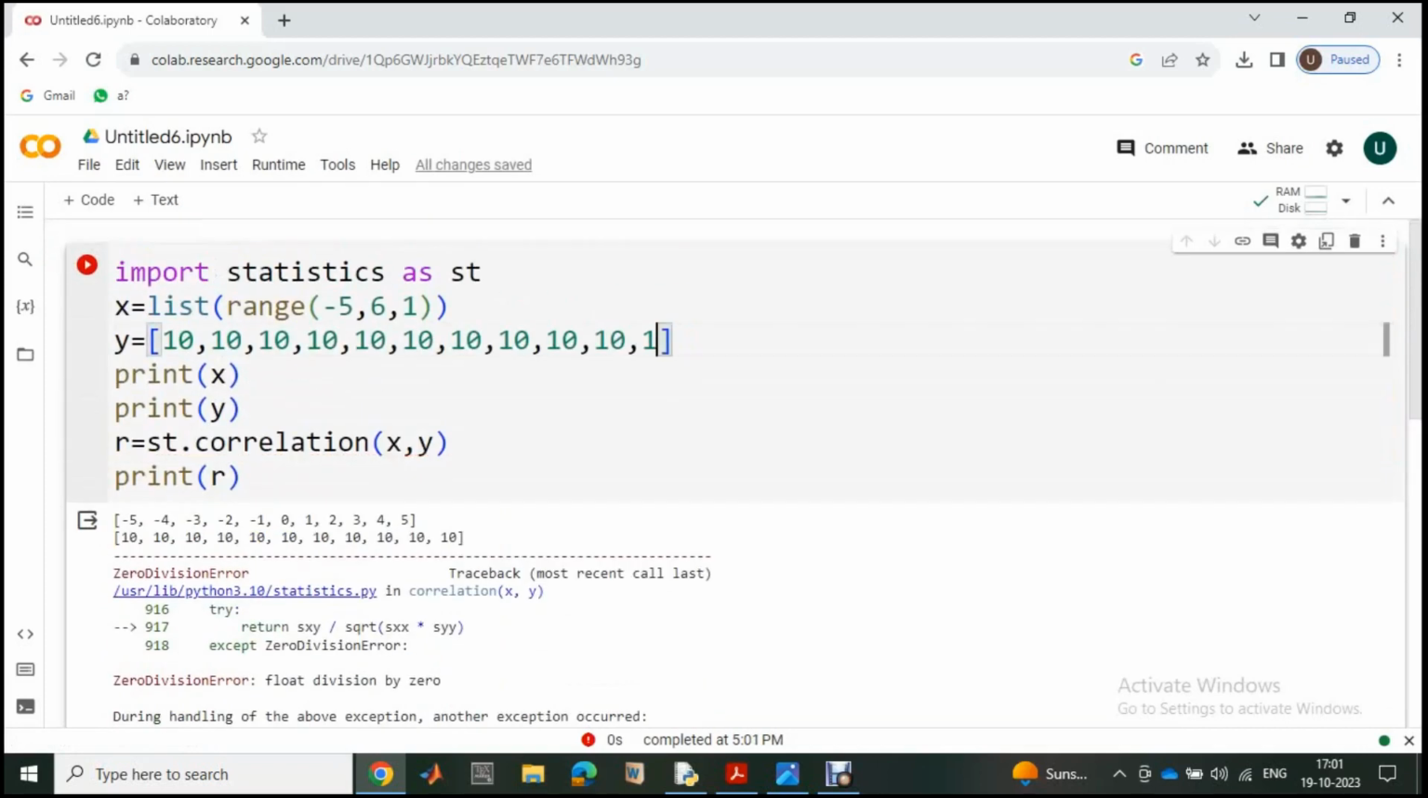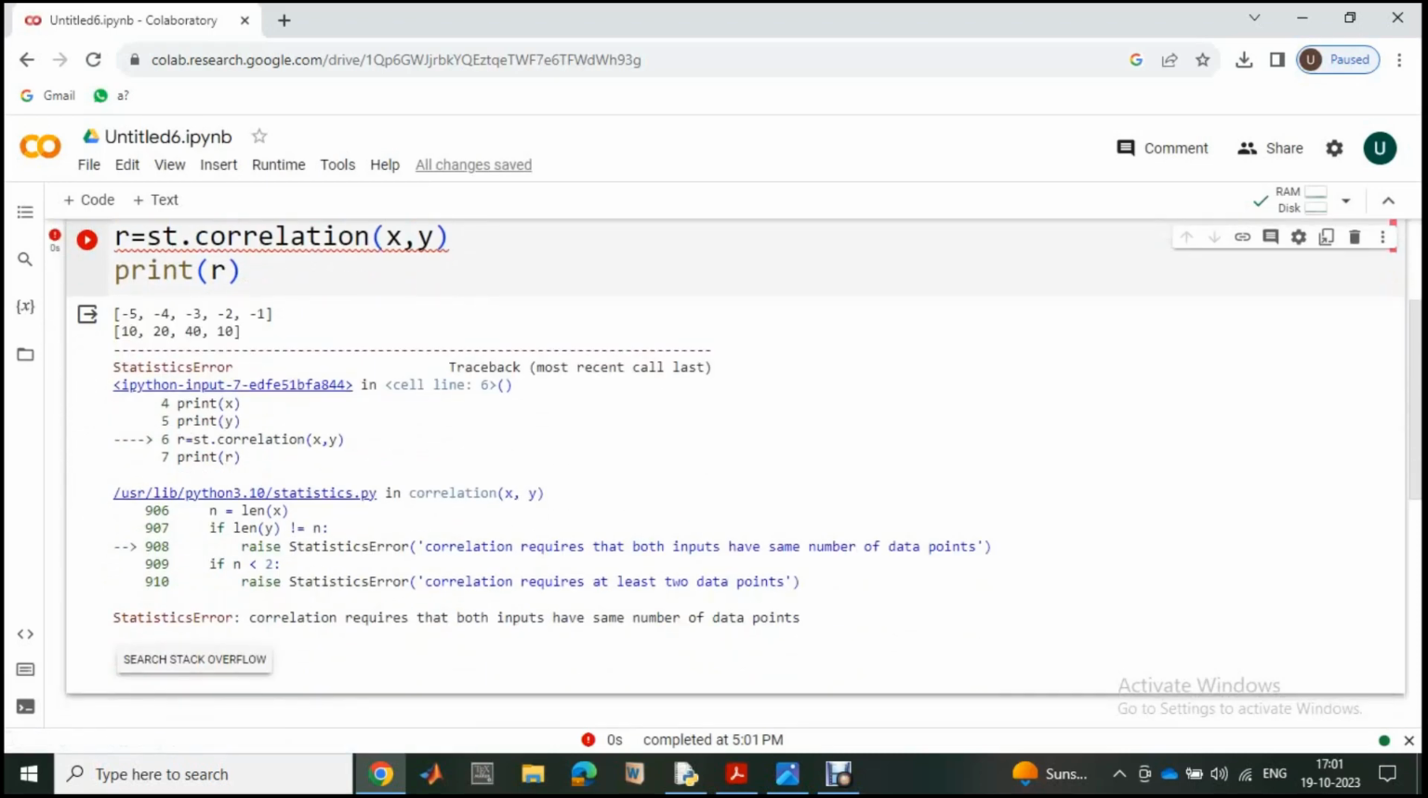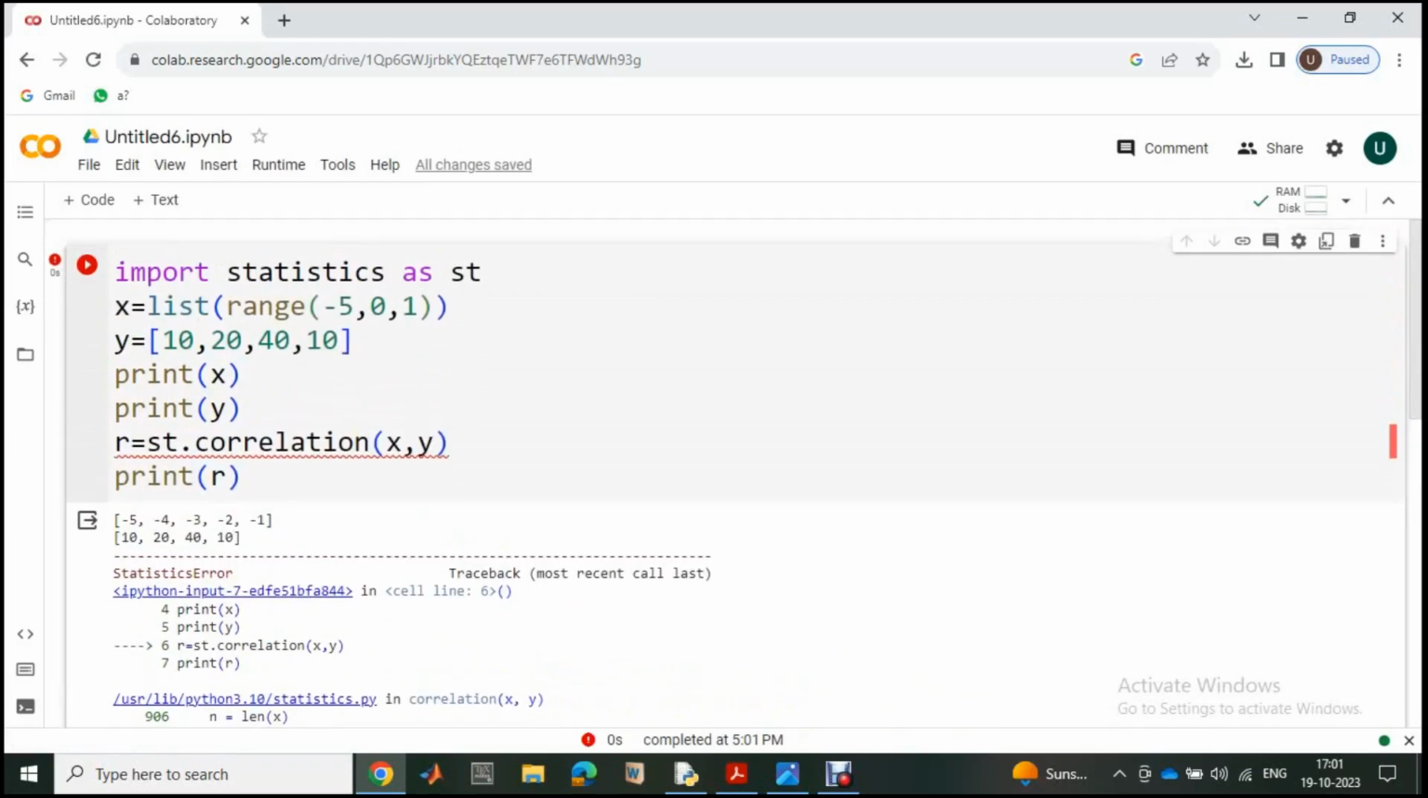So I will take random values. I will reduce the number here first: -5 to, let me say, 0. -5 to 0 means it will create -5 -4 -3 -2 -1, only 4 values. Now I will take 4 values here, for example 10, 20, 40 and 10. Now 4 values, 4 values. Let us see what kind of correlation we get here. Again it will give an error. Why? Because of the statistical error: both inputs must have the same number of data points. Minus 5, minus 4. One more I need to add, so 20. Yes, manually I need to count it.